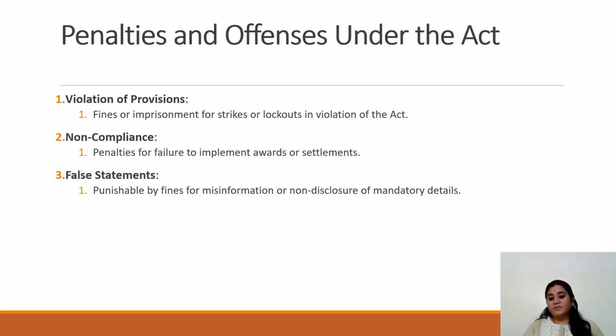There are some penalties and offences under the Act. The first one is violation of provisions, which means fines or imprisonment for illegal strikes, lockouts, or non-compliance with orders. Failure to implement awards is also punishable, that is, punishment for failing to implement settlements or tribunal awards. For false statements, fines for providing false information to authorities.